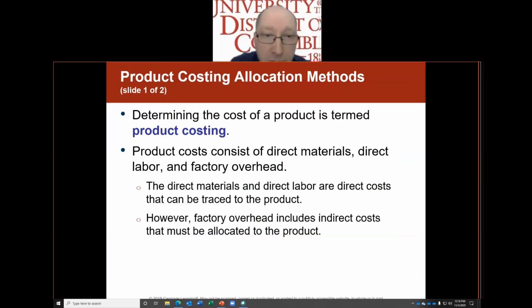We're going to also recap a few things. First, let's talk about how to cost product, or what is product costing. Determining a cost of a product is called product costing. It consists of direct materials, direct labor, and factory overhead. You know that. We've been talking about that. That's all we talk about when it comes to manufacturing. Direct materials, direct labor, factory overhead.